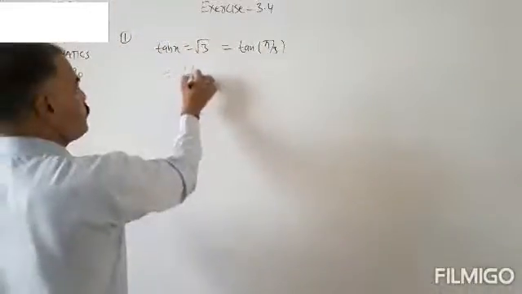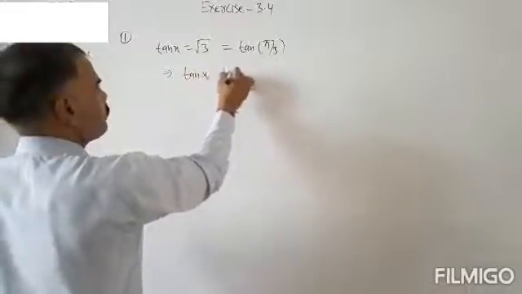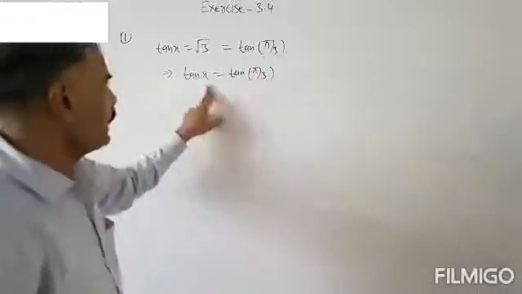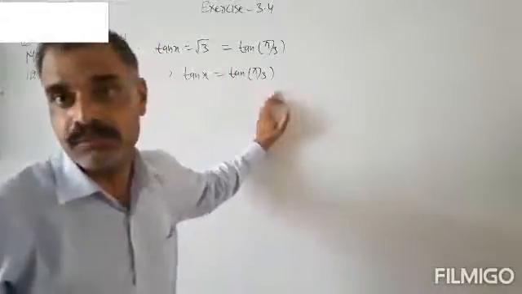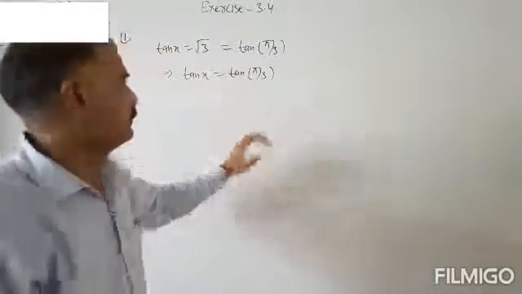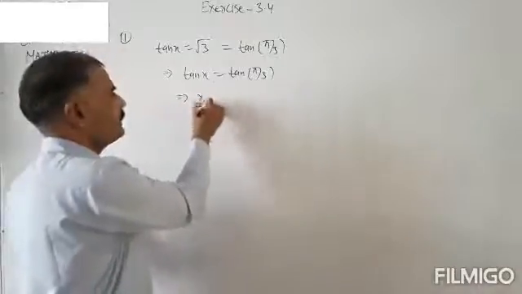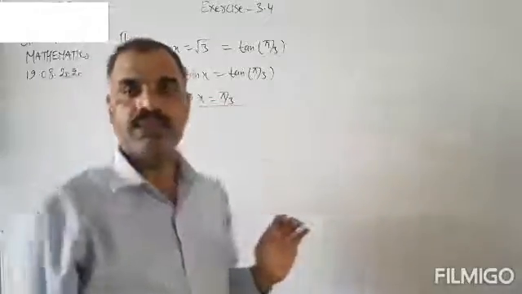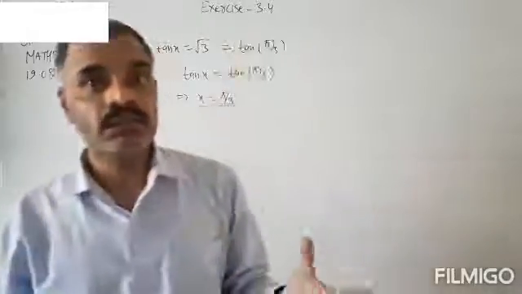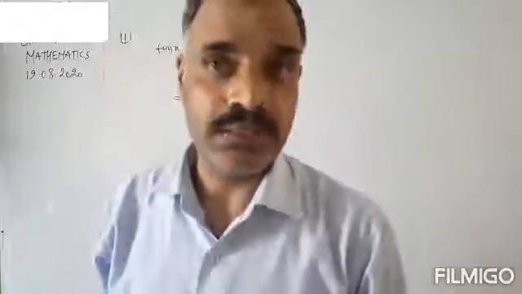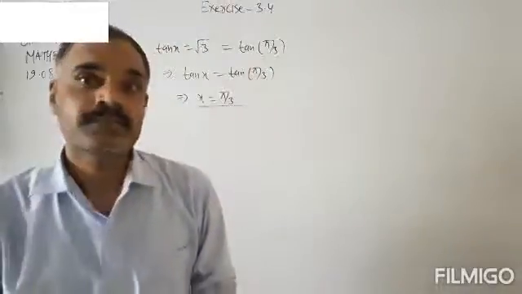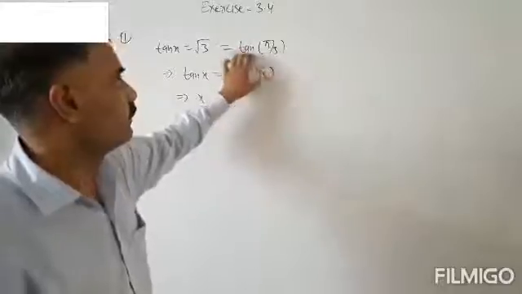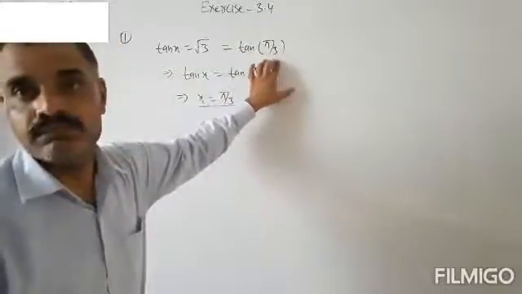So tan x equals tan of pi by 3. This one is x, then this one is y. Now this implies that x equals pi by 3. x equals pi by 3 is the particular solution of the given trigonometric equation.